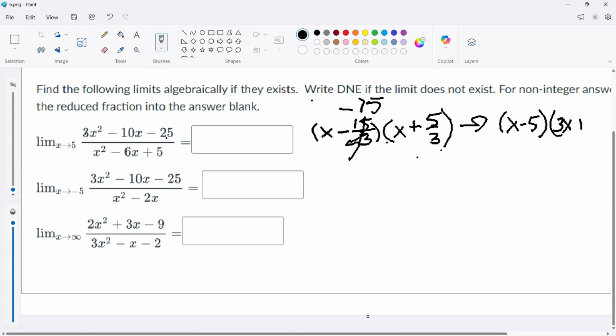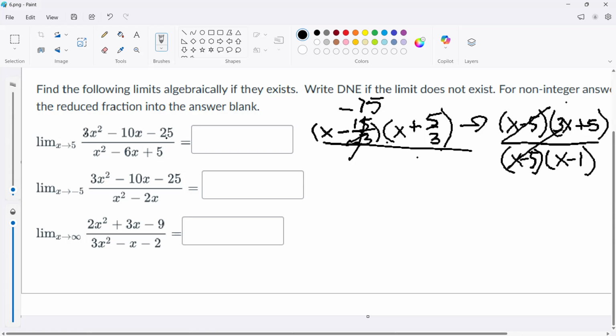3x plus 5. And then in the denominator, x squared, I want factors that multiply to 5 and add to -6. -5 and -1. How about that? x minus 5, x minus 1. Now notice that x minus 5 canceled. So now maybe this is going to work. If I put 5 in now, 3 times 5 is 15 plus 5 is 20. 5 minus 1 is 4. 20 over 4 is 5.